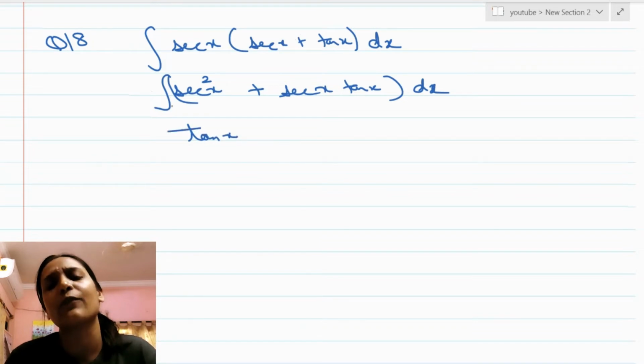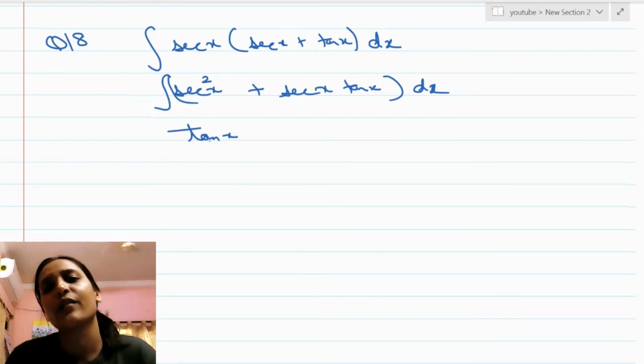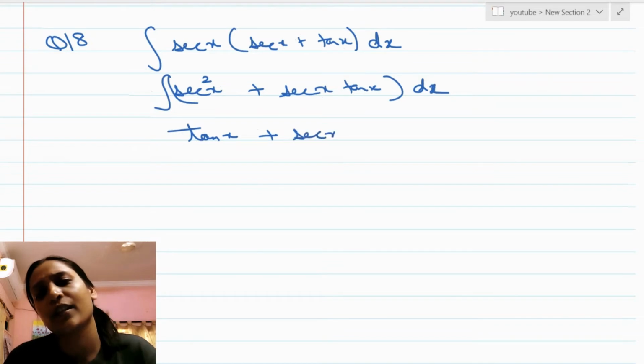Integral of secant square x is nothing but tan x. Sometimes if you're struggling to figure out the formula, just remember all the trigonometric formulas and what their differentiated value is. So derivative of tan x is secant square x. That's how you can connect these two. And then integral of secant x tan x is going to be secant x, because differentiation of secant x is secant x tan x, plus c.